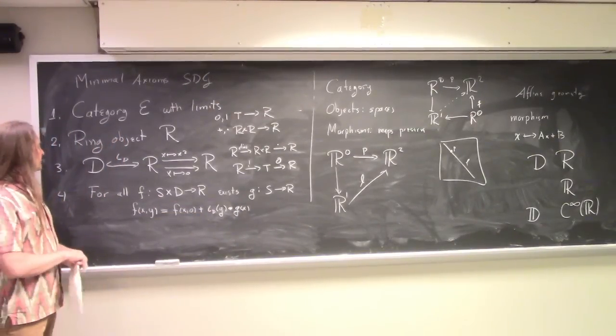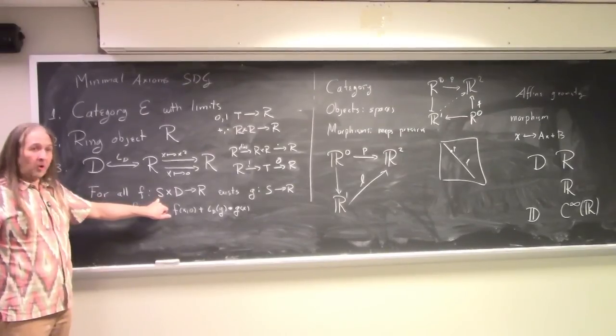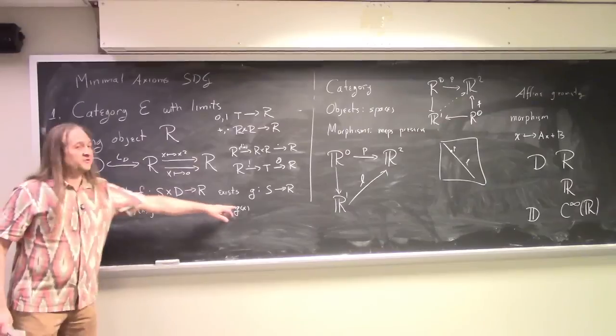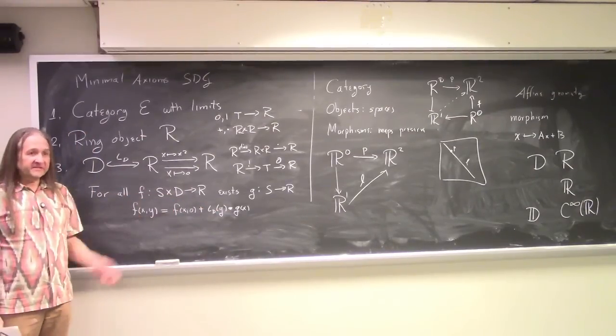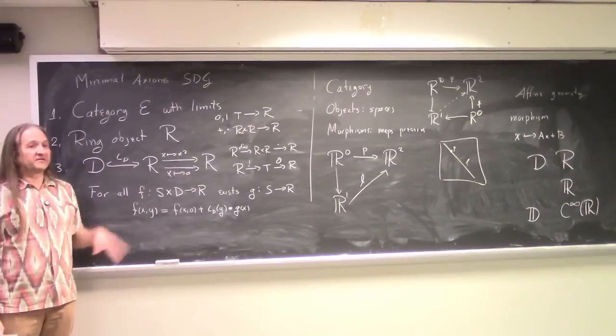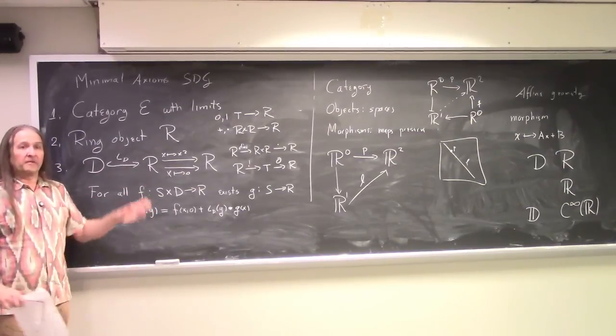Now, my first comment is, if I took this space S to be R itself, which I could, then this would look just like our truncated Taylor series. But I want to ask it not just for that, but for all the spaces that I'm going to work in in my category.